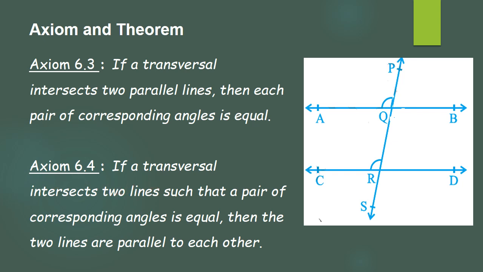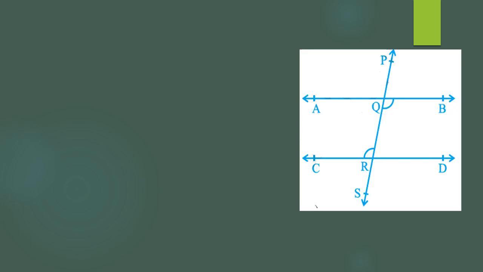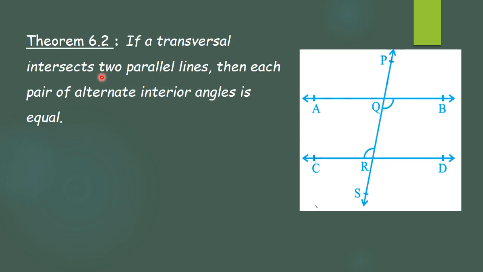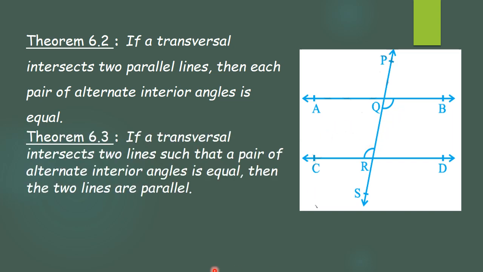Now we are going to study the theorems. If a transversal intersects two parallel lines, then each pair of alternate interior angles is equal. In the converse statement, if a transversal intersects two lines such that a pair of alternate interior angles are equal, then the lines are parallel.